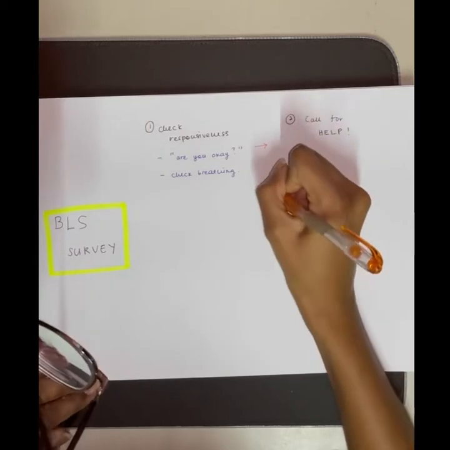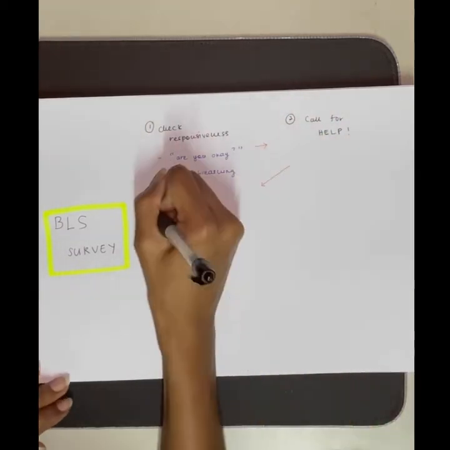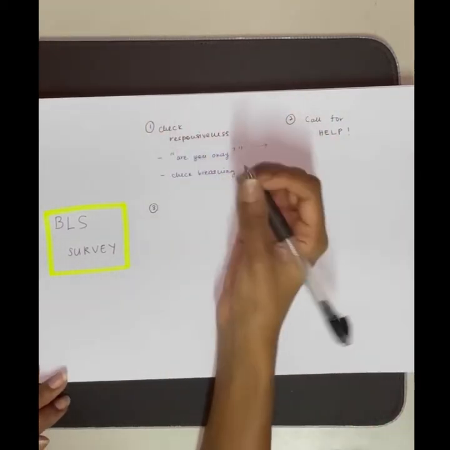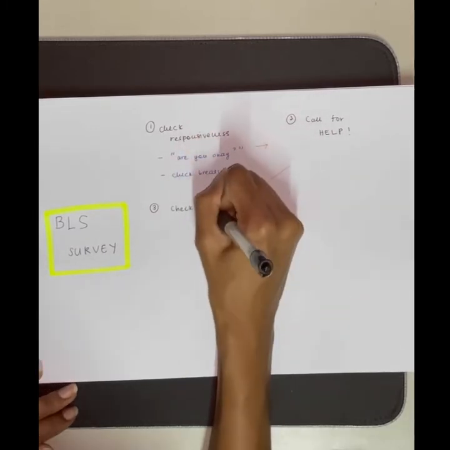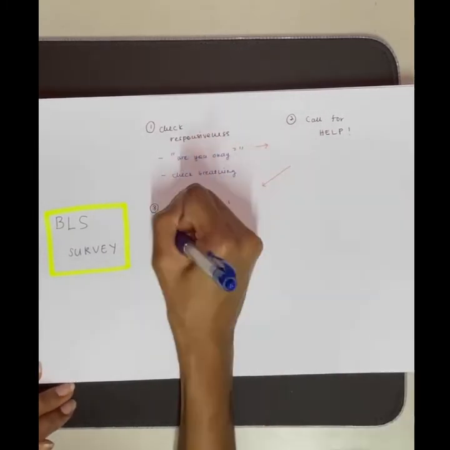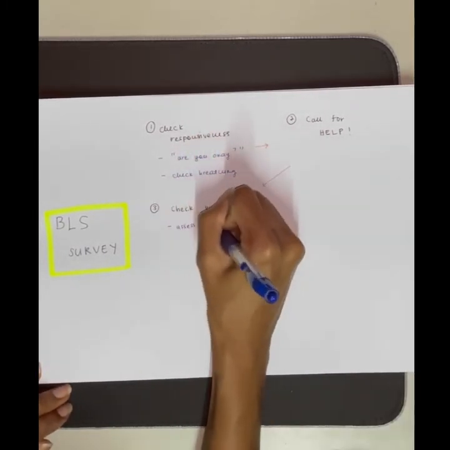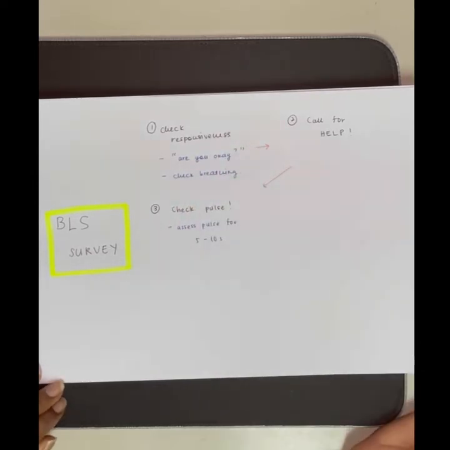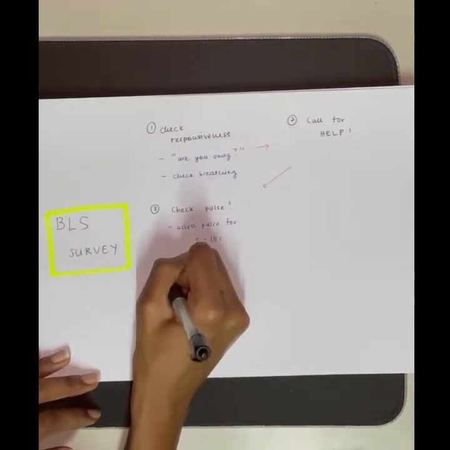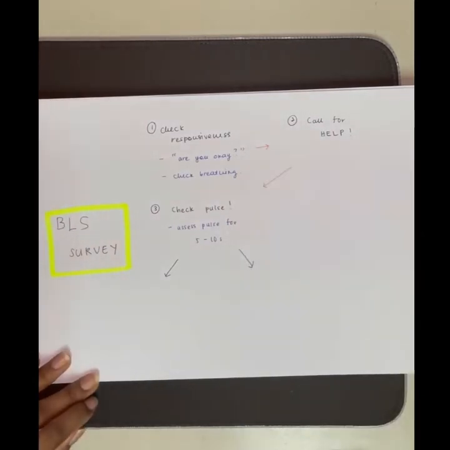Then proceed to the third point. This is to check pulse. This can be done by assessing the pulse for 5 to 10 seconds. There could be two possibilities, where pulse is found and where pulse is not found.